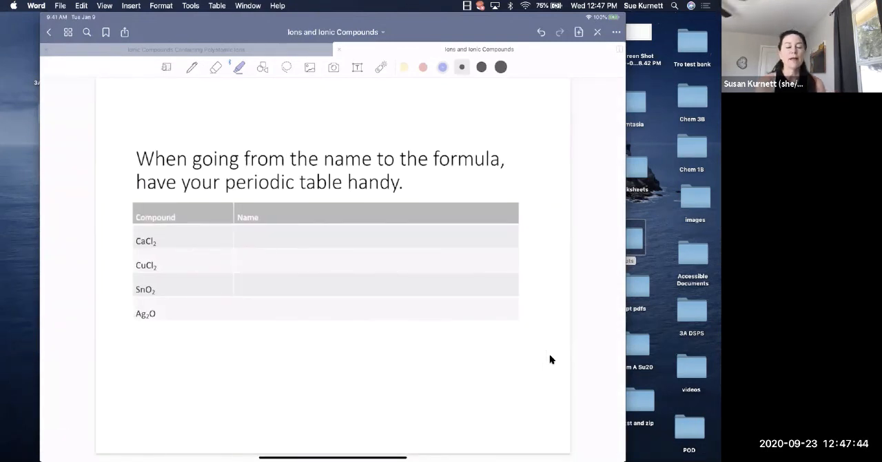Let's see. So you need to look at the periodic table and know from main group elements what the charges are, and then how to put them together so the charges add to 0. And then sometimes you're going to have to go the other direction. So somebody's giving you a formula and you're going to write the name. When that happens, you're going to have to stop and ask yourself, is this a main group metal or is this a transition metal? If it's a main group metal like calcium, we just say calcium chloride.